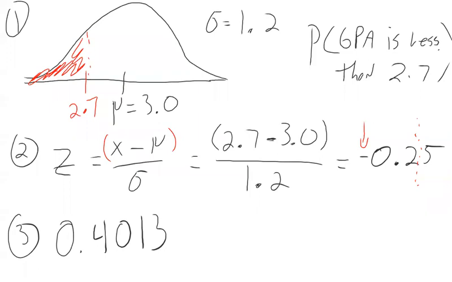So therefore, there is a 40.13% chance that a randomly selected student at CM has a GPA of 2.7 or less, if the GPA at CM is 3.0 with a 1.2 standard deviation. I don't know if it is or not. I made that up.